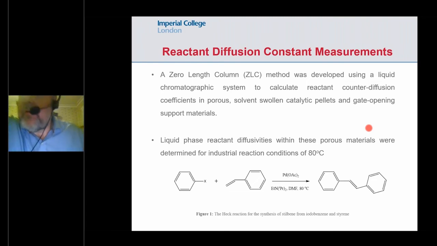Just use some management here. Right, so let's press on.